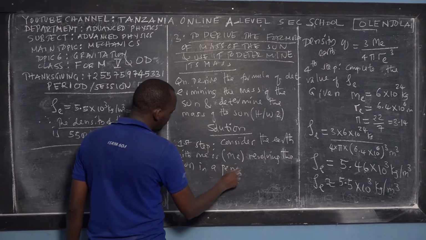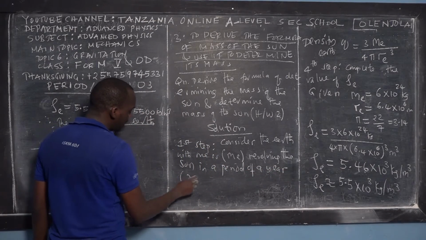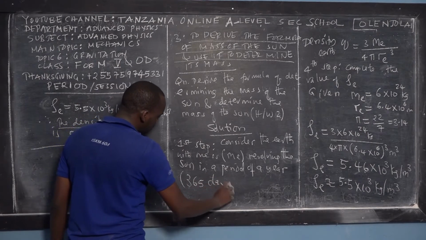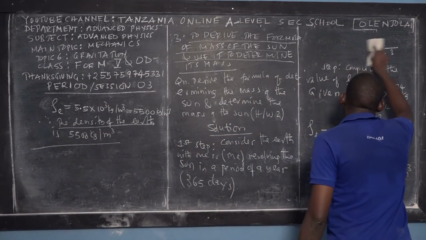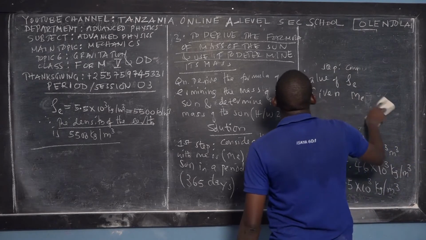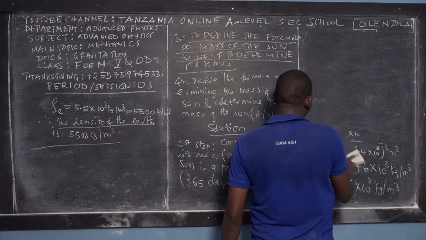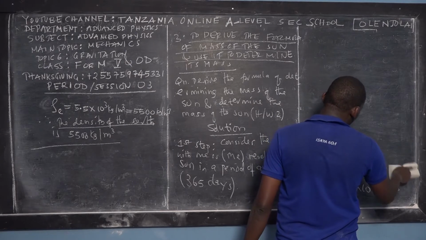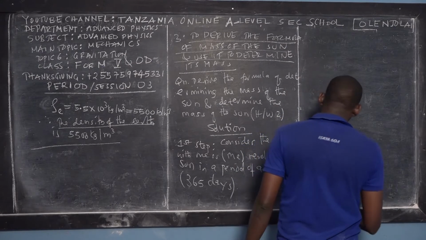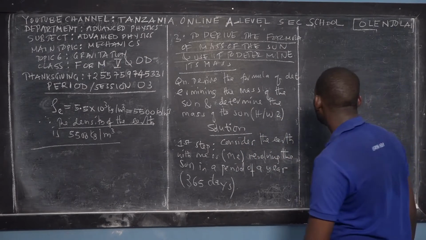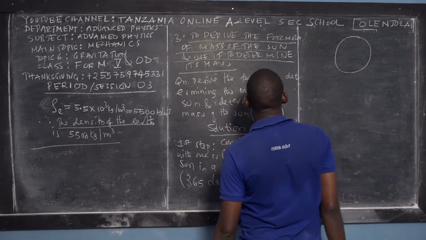The period of a year. When you say a year, this is 365 days. So let us consider the Earth as one of the planets that revolve around the sun. So our focus is on the Earth. Okay, so this is a circular orbit, just as an assumption.